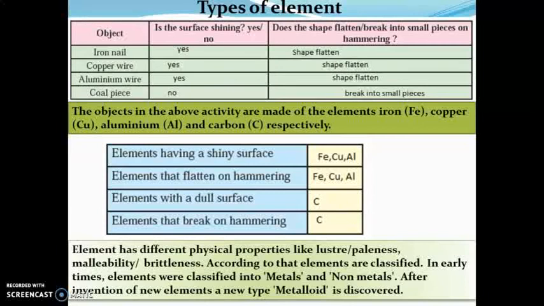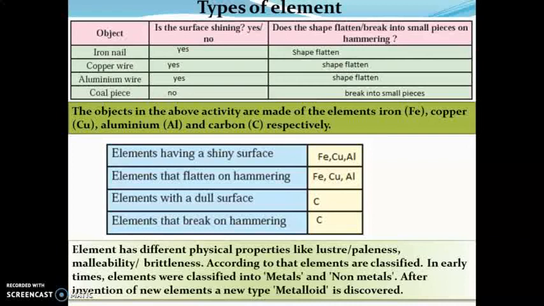Now coming to types of elements. An activity is given here. Different types of objects are given: an iron nail, copper wire, aluminium wire, and a piece of coal. We have to observe and find out answers to some questions regarding them. Coming to the iron nail, is the surface shining? Yes. For copper also it is yes. Aluminium wire is shining, and coal is not shining.